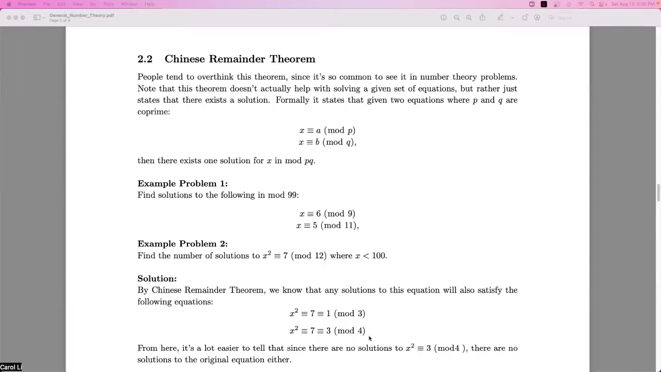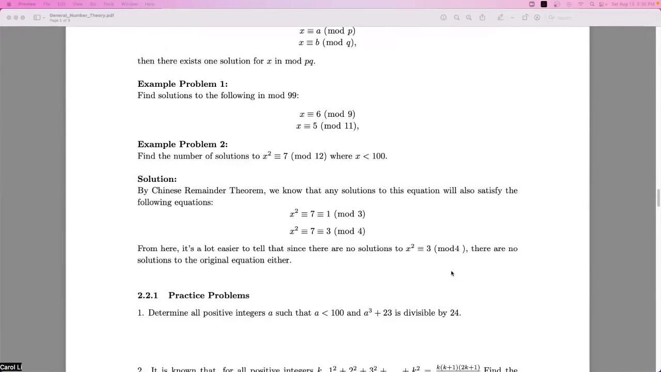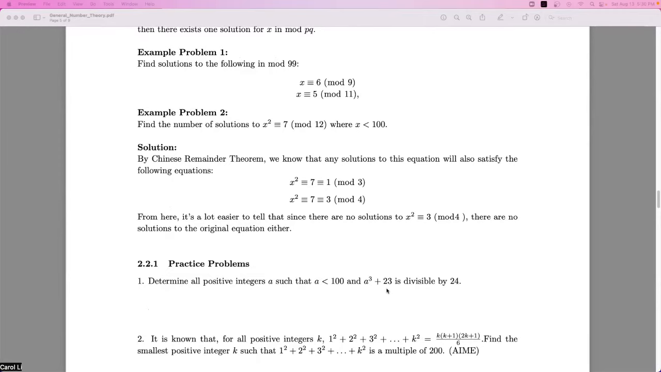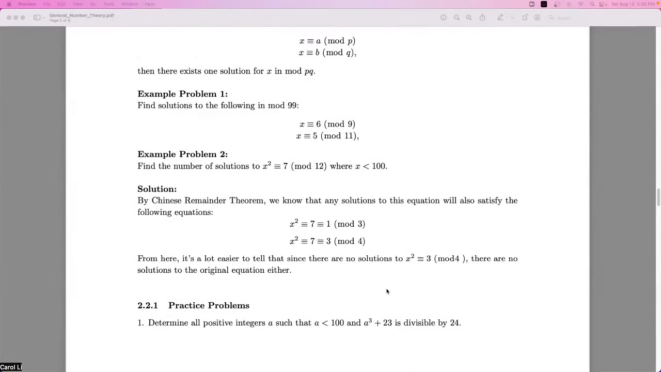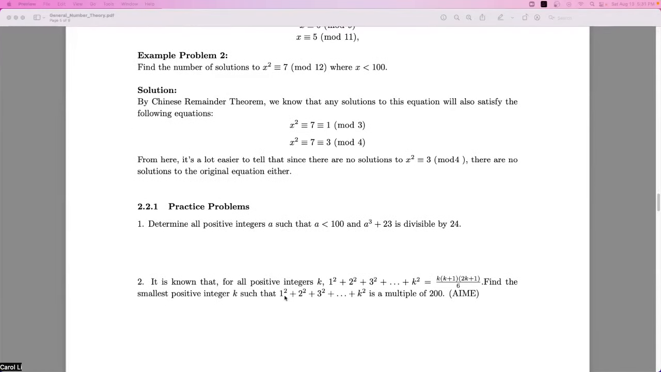If you test it out, if you know your quadratic residues, x squared can never be 3 mod 4. You can test it out. This is weird. Okay, so I will give you guys this practice question later. This is also a practice question.